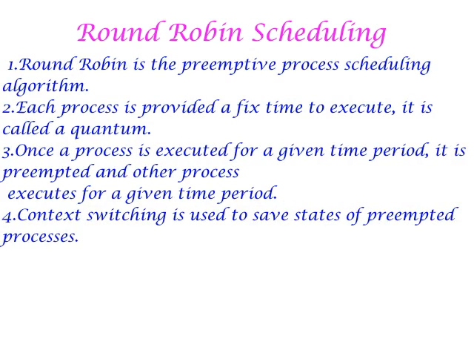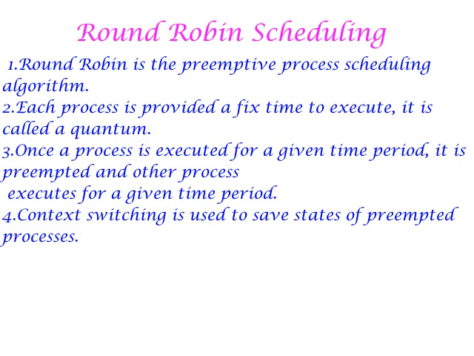Point number 1, round robin is a preemptive process scheduling algorithm. Point number 2, each process is provided a fixed time to execute. It is called a quantum. Point number 3, once a process is executed for a given time period, it is preempted and another process executes for a given time period. Point number 4, context switching is used to save the states of preempted processes.